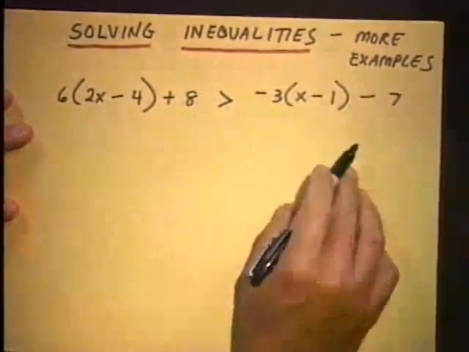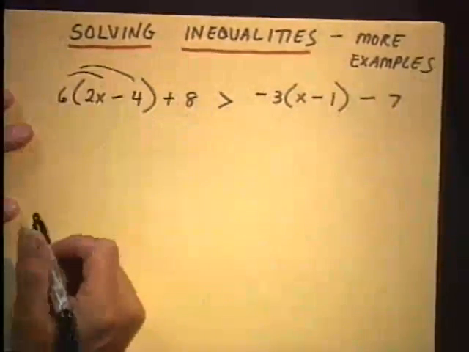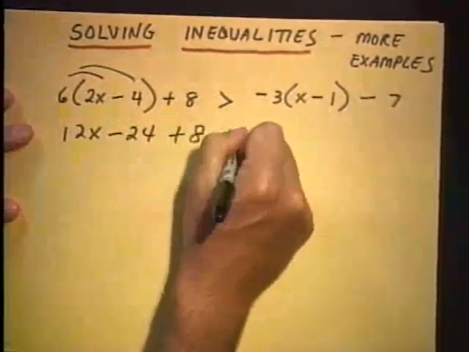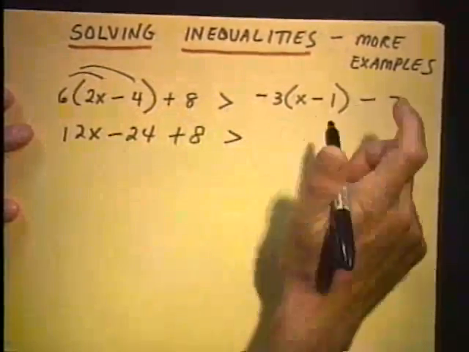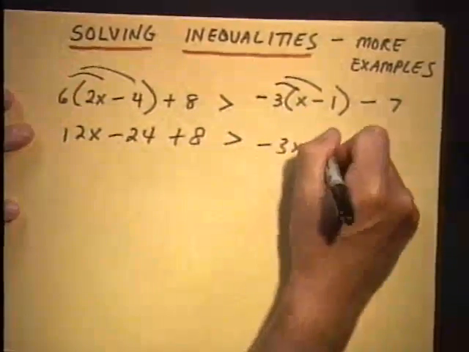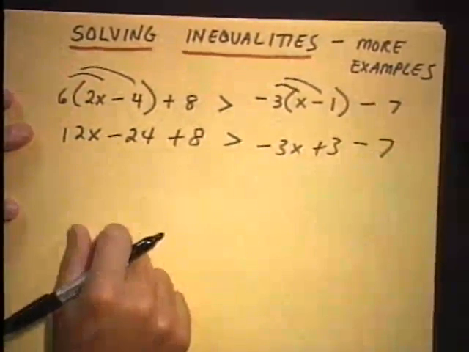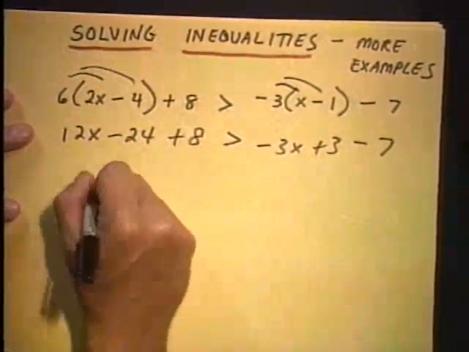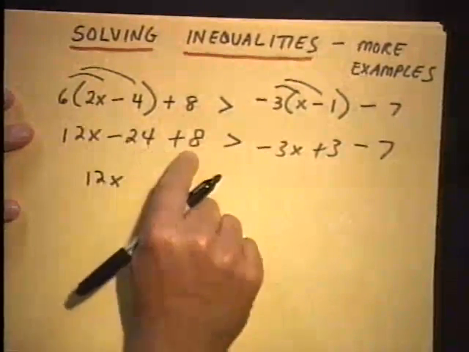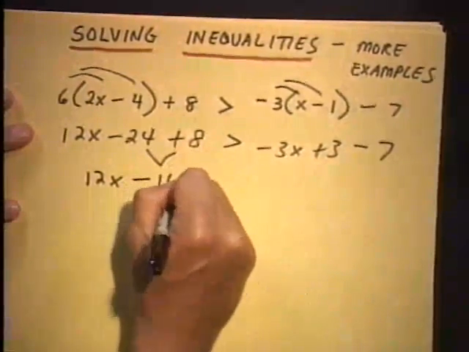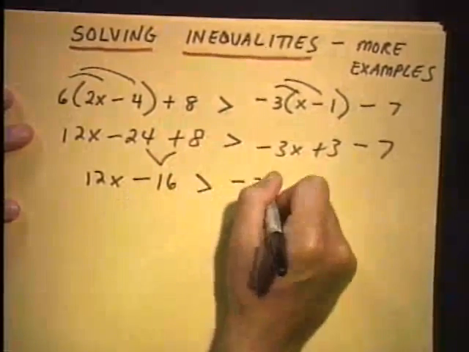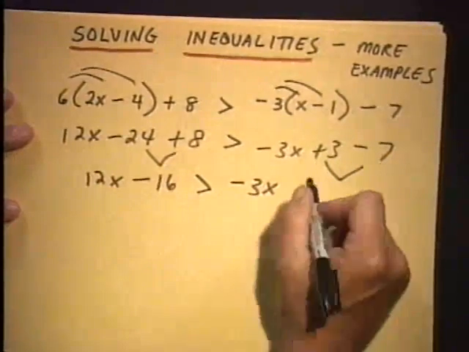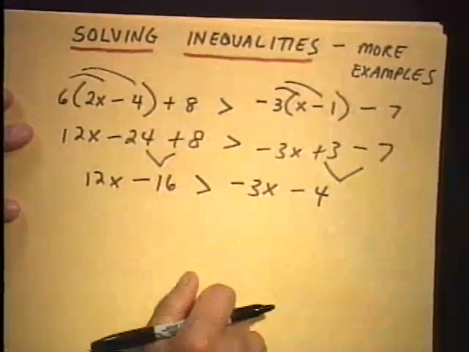So multiplying through here, we've got some distributive property going from the past. So 6 distributed through gives us 12x minus 24 plus 8 is greater than, multiplying the negative 3 through here, negative 3x plus 3 minus 7. All right, so now collecting like terms, we're going to have 12x, negative 24 plus 8 comes out to negative 16, is greater than negative 3x, and then combining the like term numbers here, plus 3 minus 7 gives us a negative 4 there.